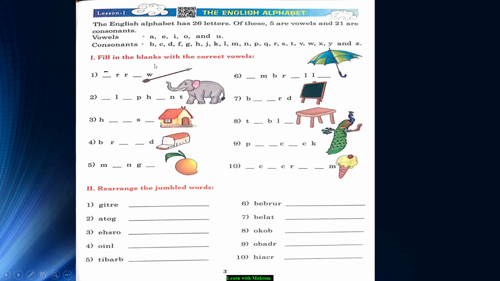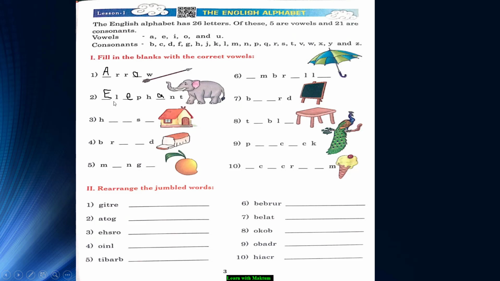First exercise: fill in the blanks with the correct vowels. Here you have to fill these blanks with the vowels. First diagram, what is it? It is an arrow. So what do we have to write in the blanks? A and O. So it will become arrow, A double R O W. Second diagram is elephant.